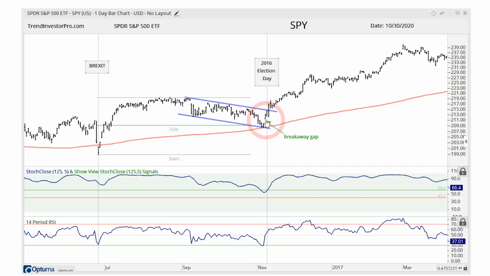And then there's the Monday before the election. That's that breakaway gap. There's the Tuesday, election day, continued higher. And then the Wednesday, you can see there was a weak open and a strong close.